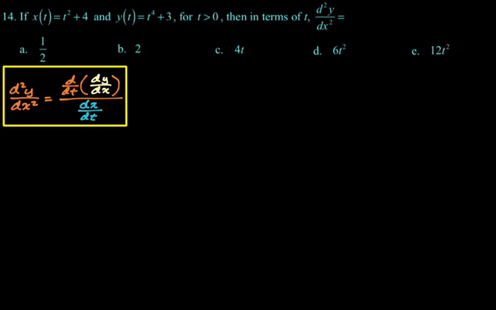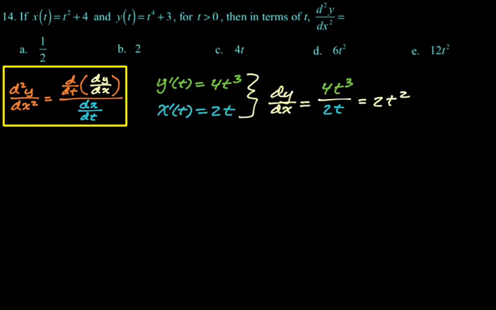I recommend you find dy/dt first. So I'm going to say that y prime, by using the power rule, is 4t cubed. I'm going to say that x prime, by using the power rule, is 2t, which makes dy/dx 4t cubed over 2t, which is 2t squared. So that's dy/dx, right?